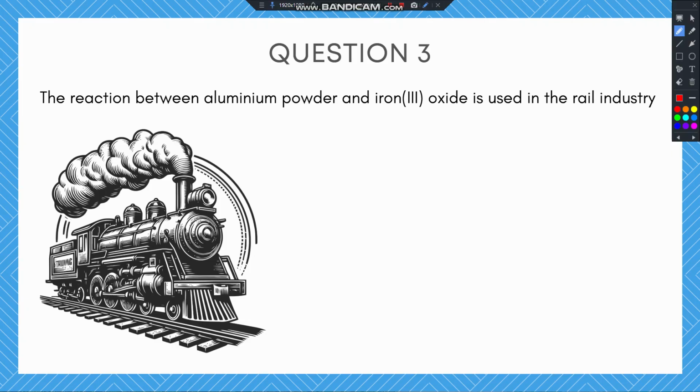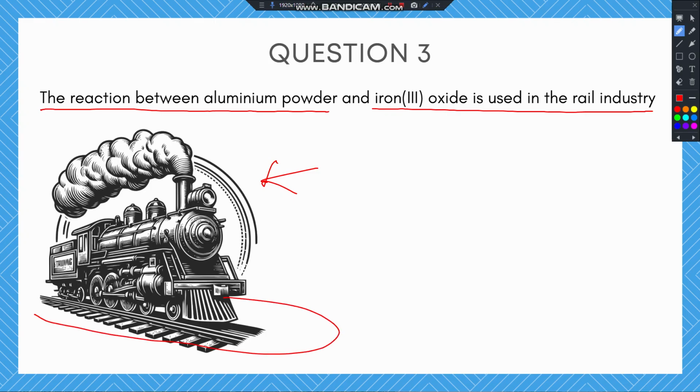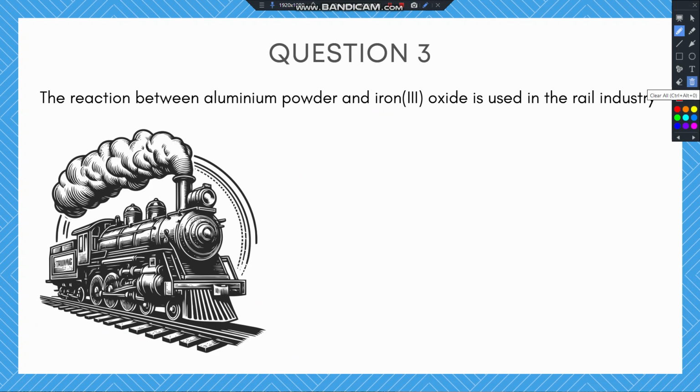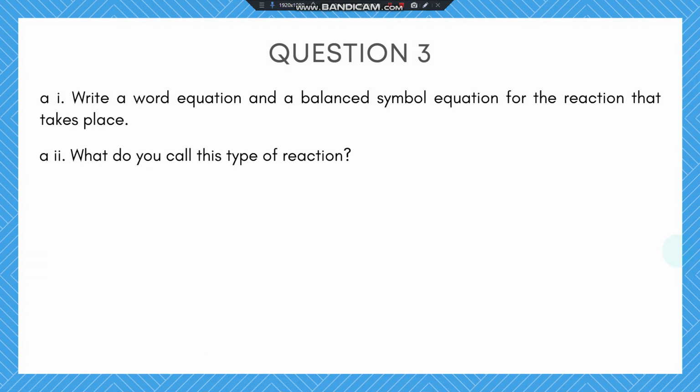So, on the screen right now, we have a question that starts off by saying the reaction between aluminium powder and iron 3 oxide is used in the rail industry. I have the picture of a train over here and some tracks under it. The tracks provide a platform upon which the train can move. So we have some questions we want to answer as far as this concept is concerned.